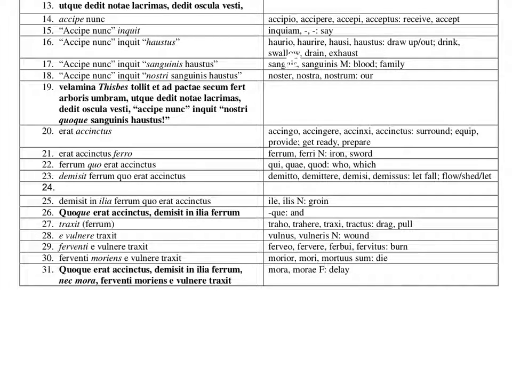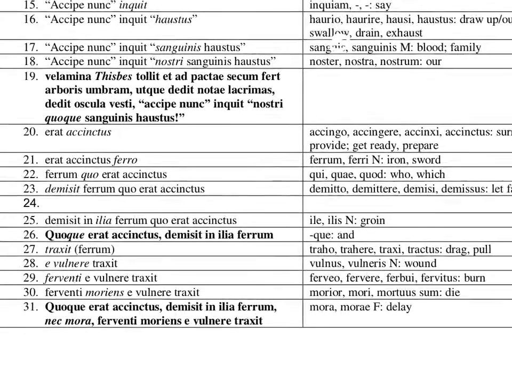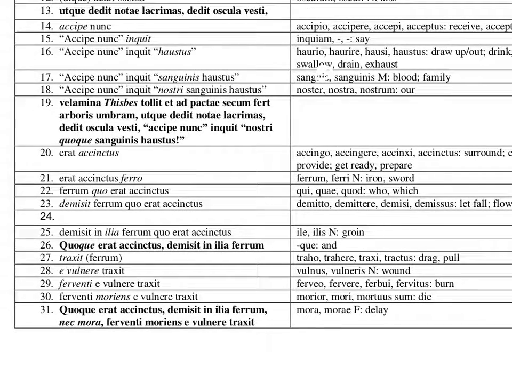Okay, we're picking up on 26 again. Quoque erat accinctus demisit in ilia ferrum. Okay, Colin, wait, everybody take a moment. Colin just got done taking the AP Calc test, but any Latin student can take a 4-hour calculus test and then jump right into dactylic hexameter. Go, Colin. And that which he had been equipped with, he let fall the sword into his groin.